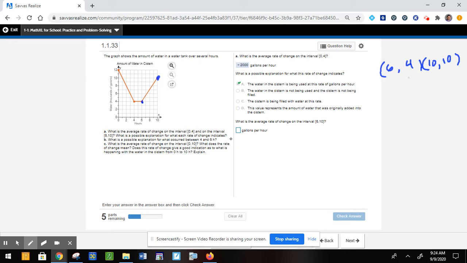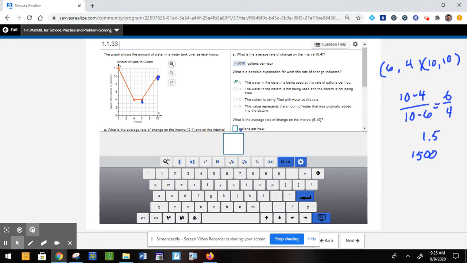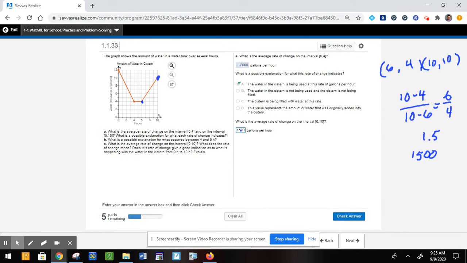So again, y2 minus y1 would be 10 minus 4. x2 minus x1 would be 10 minus 6. You end up with 6 over 4, which is 1.5. Again, the y value represents thousands, so I need to multiply that number by 1,000. So it's 1.5 thousand, if you want to think about it that way, which is really 1,500. Okay, so the average rate of change is 1,500 gallons per hour. Since it's positive, that means it's getting filled.